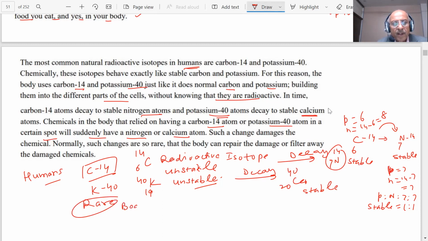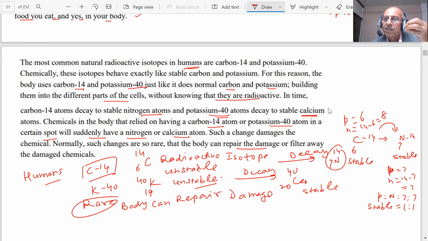And the body has the capacity to repair the damage. Body can repair, students, the damage. Very important point. There is so much learning in this paragraph, so much information, so much knowledge. Or they filter away the chemicals. They are filtered away, so that no damage is done to us during this radioactive decay.